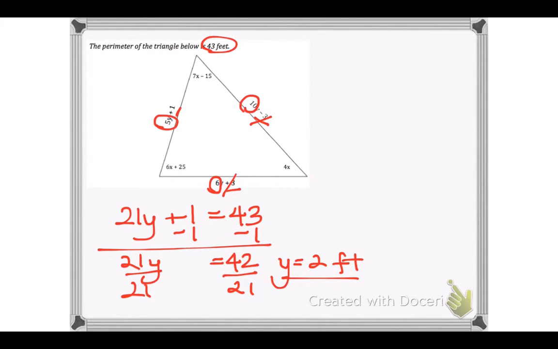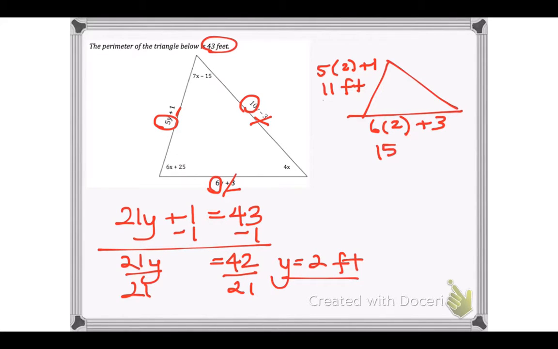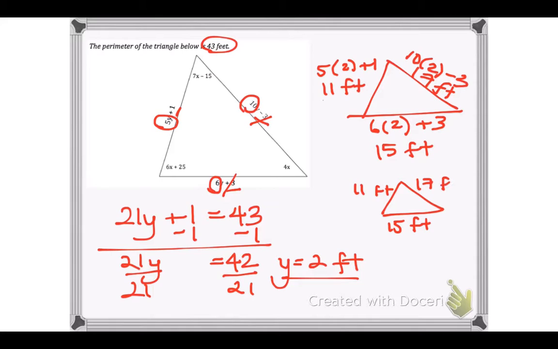If I use that information, I plug it back in. Over here I have 5 times 2 plus 1. That's going to be 11 feet on this side. Over here I have 6 times 2 plus 3. That's going to be 15 feet on this side. And over here I have 10 times 2 minus 3, which would be 17 feet on this side. So my triangle is 11 feet, 15 feet, and 17 feet on all the sides.